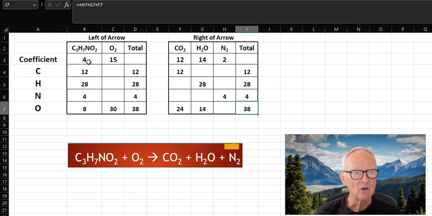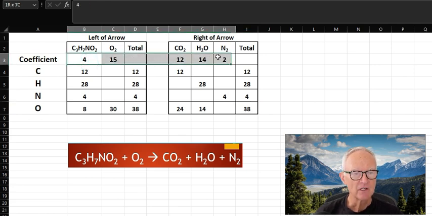So our coefficients are very different, right? We started with 1, but when we balance this equation, we have 4 C3H7NO2 molecules, 15 O2s, those are both on the left. On the right of the arrow, we have 12 carbon dioxides, 14 waters, and 2 nitrogens.